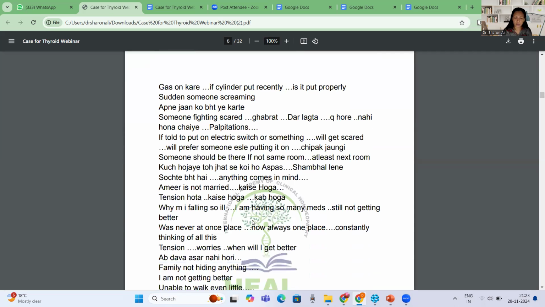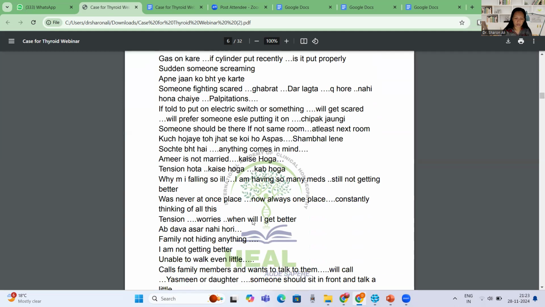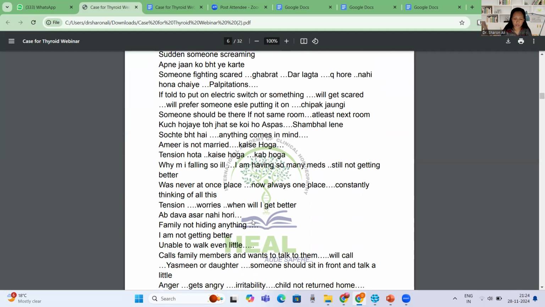And she feels terrible about how she is. Why am I falling so ill? I have so many medicines. I'm still not getting better. Because she's always worried about that. Why am I not getting better? She thinks maybe the children are not telling her what is her sickness or her illness. She can't even walk, even a little bit.